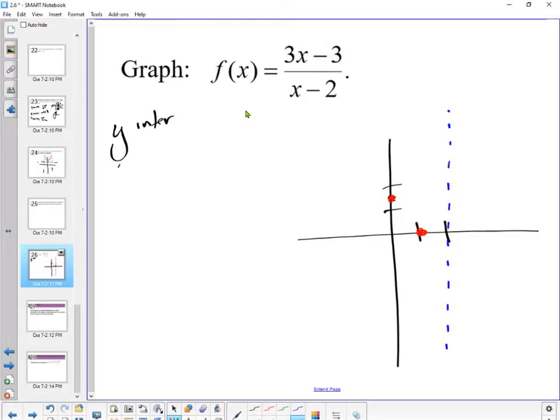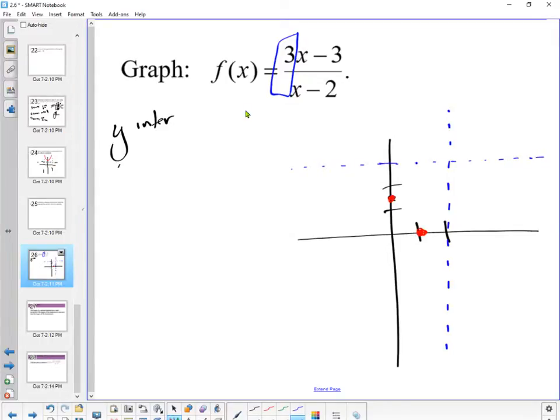Do I have a horizontal asymptote? Where? At 3. These are the same degree, so I'm going to take the leading coefficient ratio. 1, 2, 3. So there's my other one.